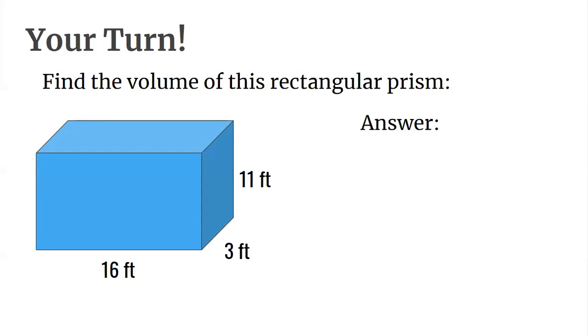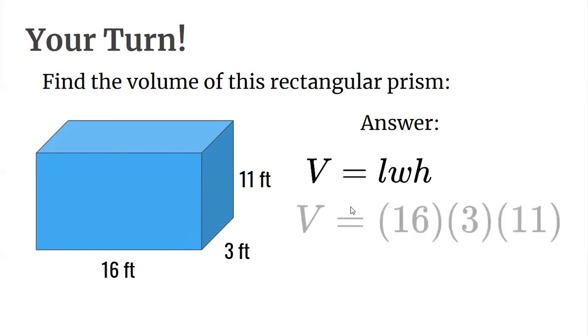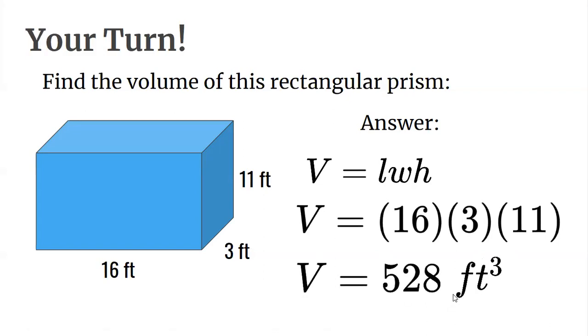And welcome back. So this is what I got. Volume equals length times width times height. Then volume equals 16 times 3 times 11. Once you multiply all of them together, you could use the calculator for these calculations. As long as you know what to do, you're fine. Just use the calculator, it will make your life way easier. So you should get volume equals 528 feet cubed.